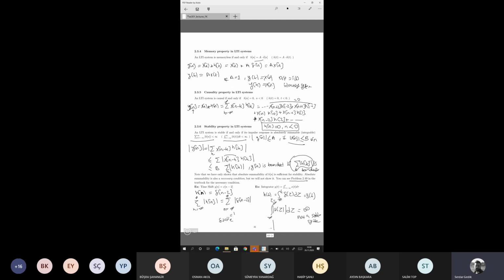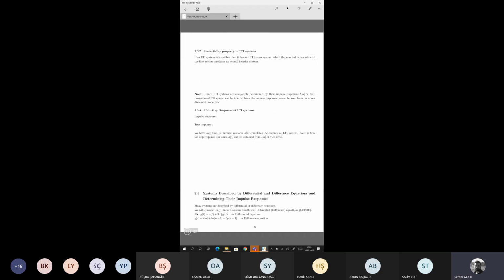So you can check this by yourself. This is u of t, this is t. Of course, the area under this line is infinity, so this is not a stable system. So by just looking at the impulse response, you can tell whether a system is stable or not. So this is an important property.